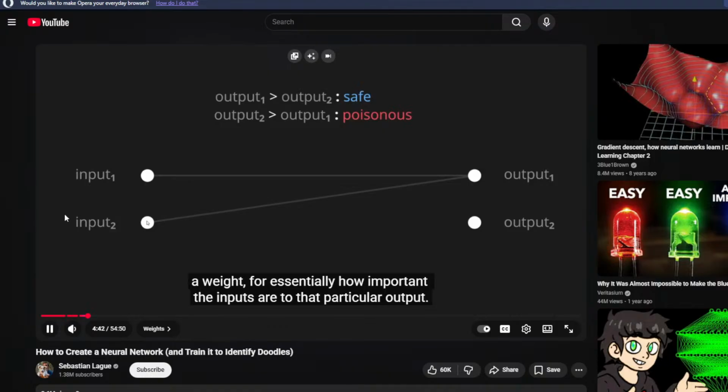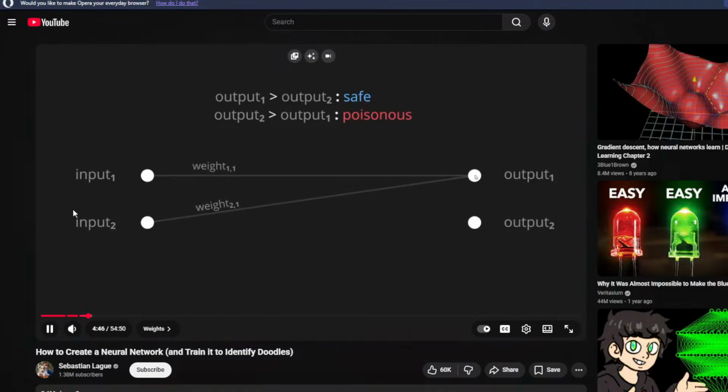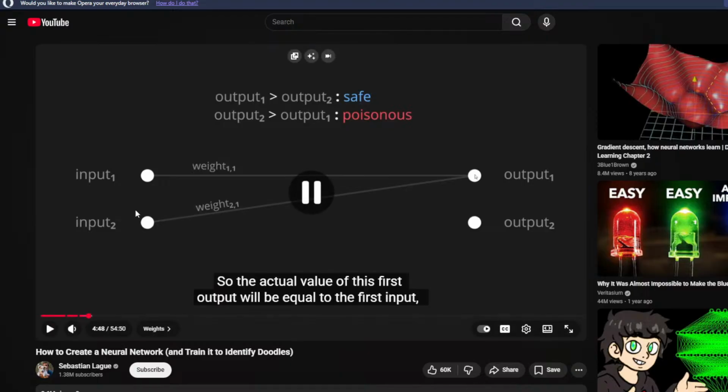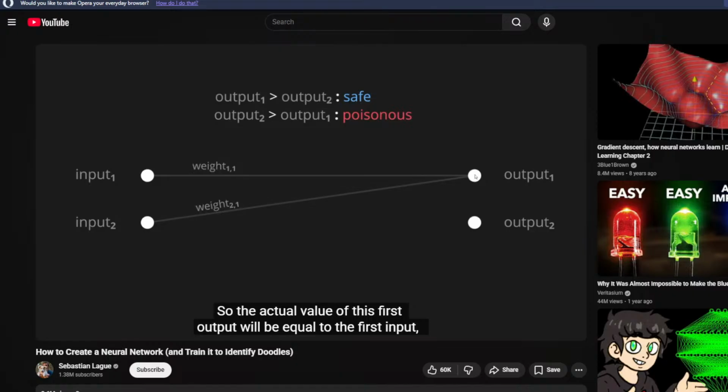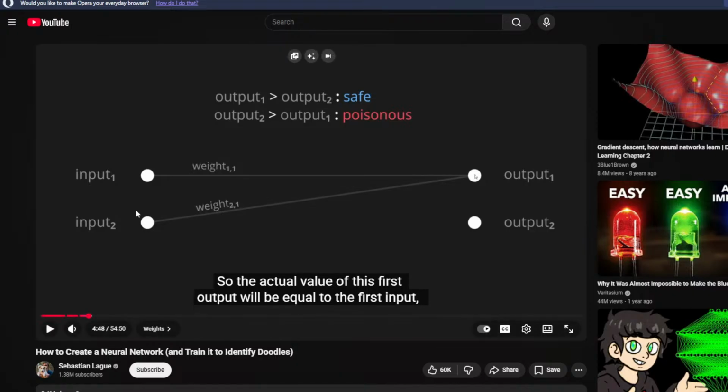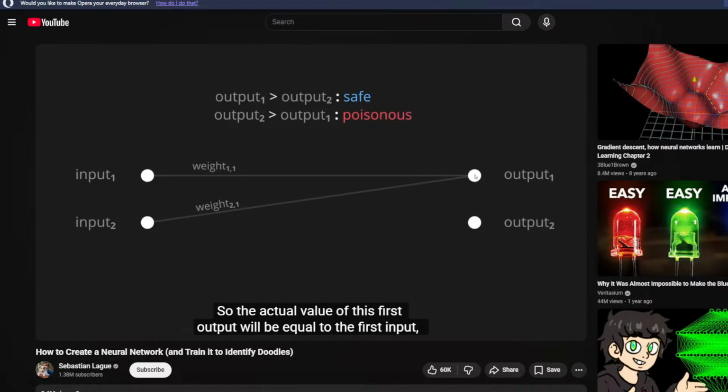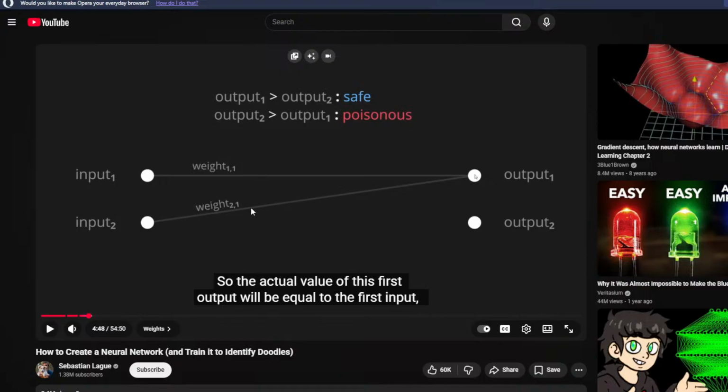Each represents a weight for essentially how important the inputs are to that particular output. I should definitely preface that my programming isn't necessarily the best, right? I can do enough to do whatever I need to do at work. I can make simple programs, but as far as the mathematical theoretical aspect of things, it's more of a get-it-done skill set I got.